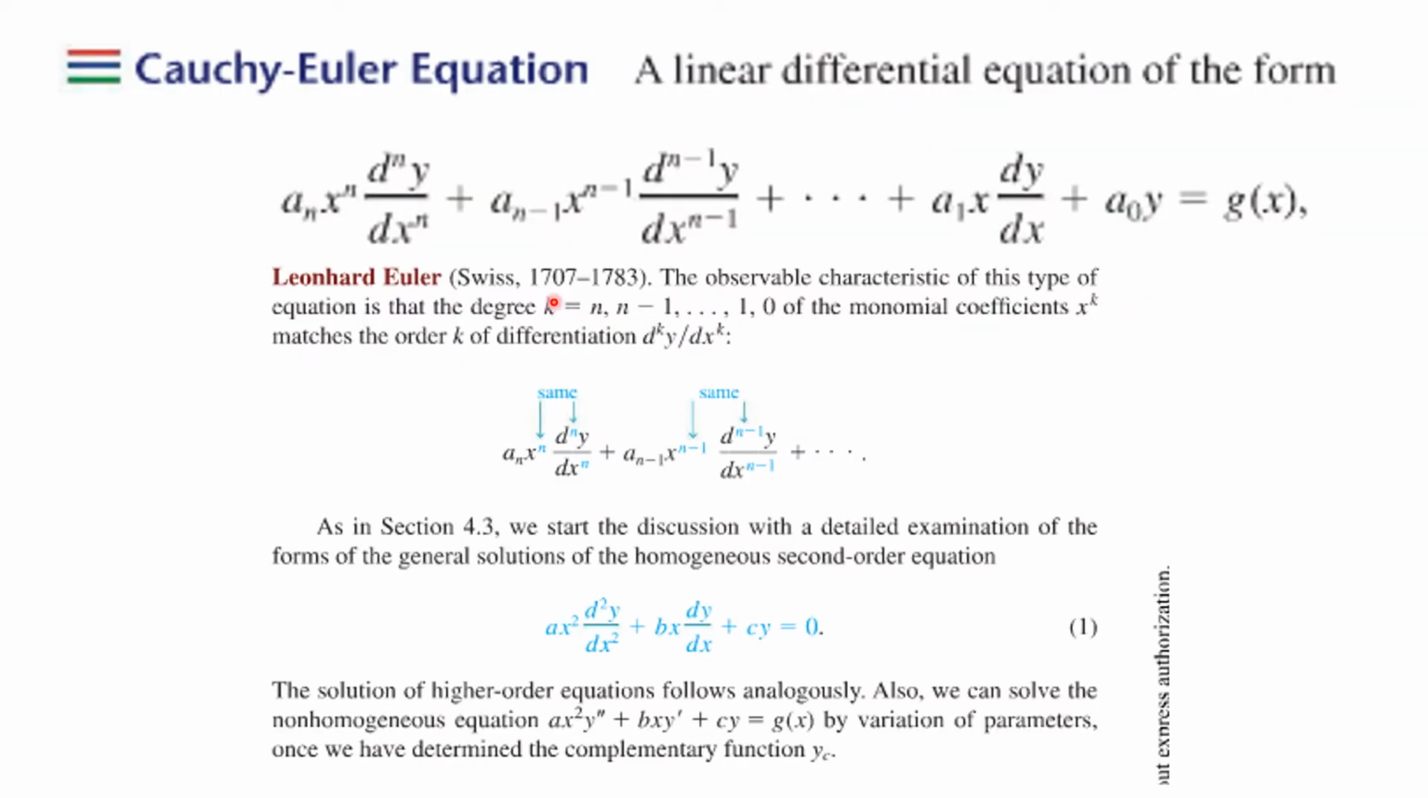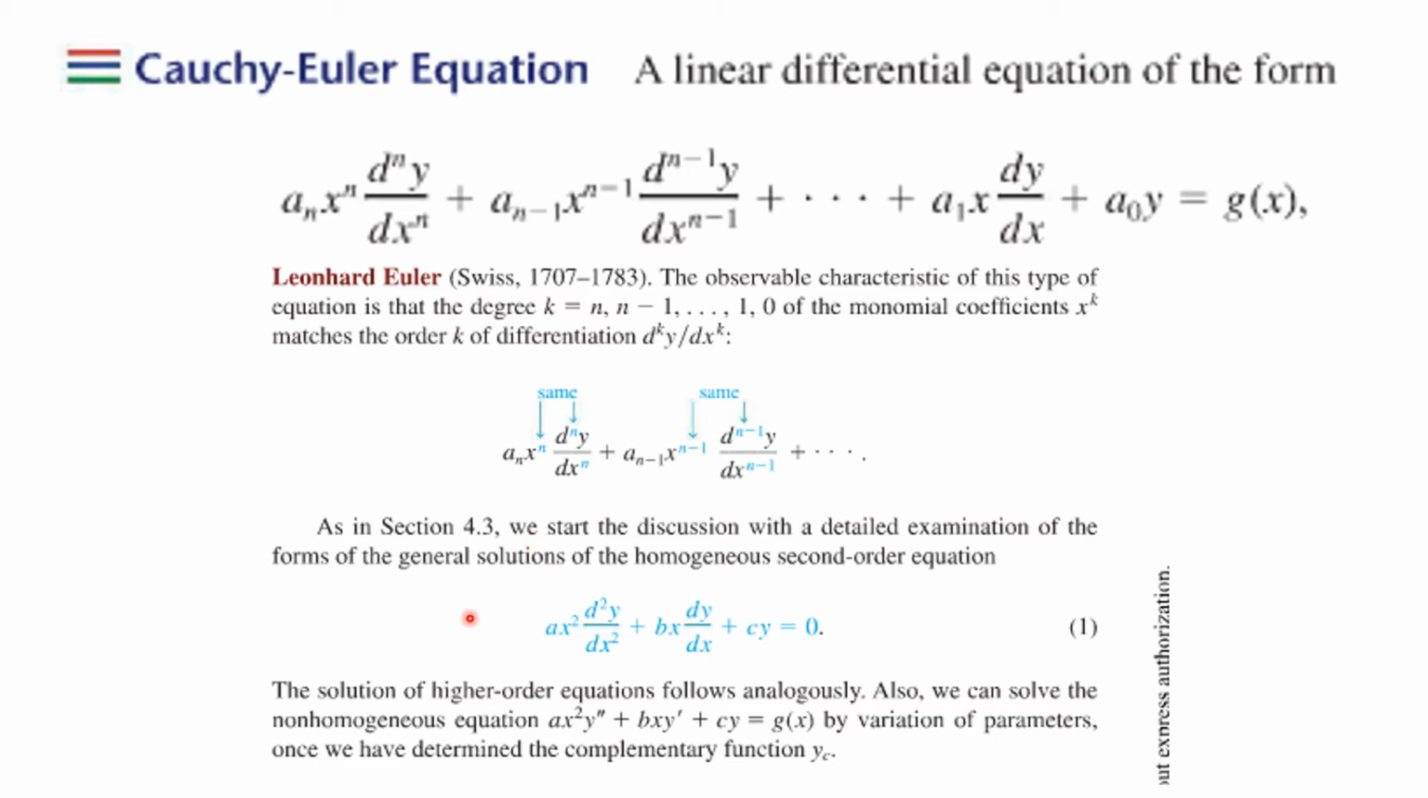So, a Cauchy Euler equation is a linear differential equation of this form. And it can be homogeneous or non-homogeneous. Now, the observable characteristic is that we have a constant times x to the nth power, and that's the nth derivative. So these match. Here we have x to the n minus 1, and that's the n minus first derivative. So you see those always match. That makes this a Cauchy Euler equation.